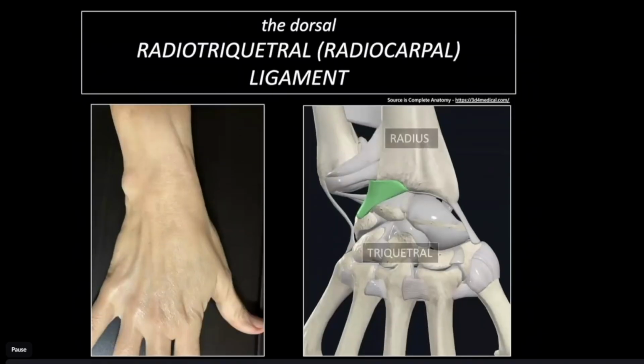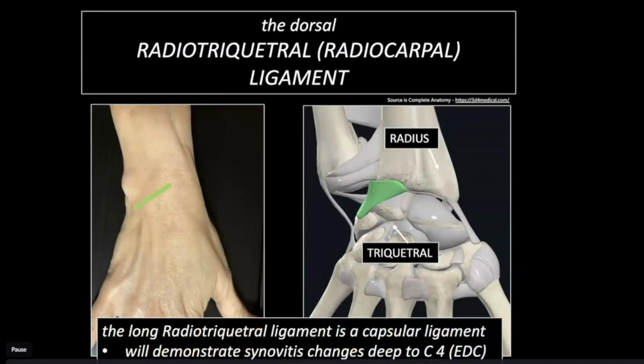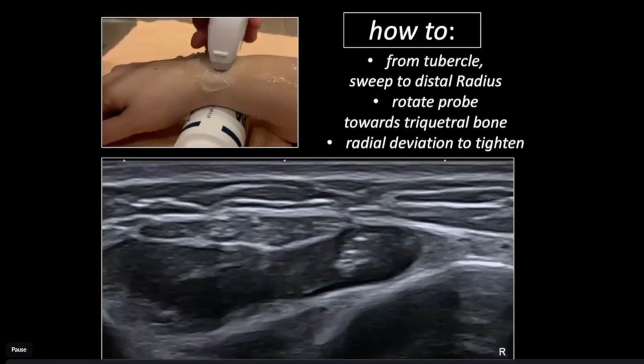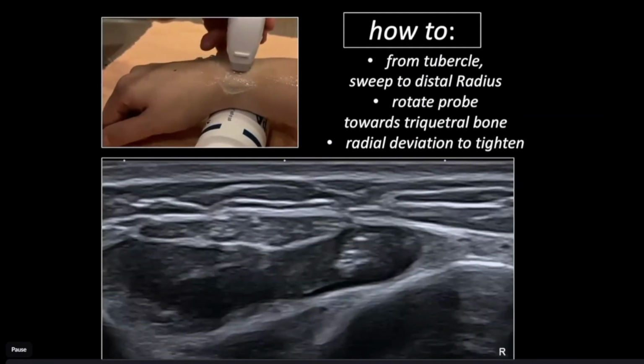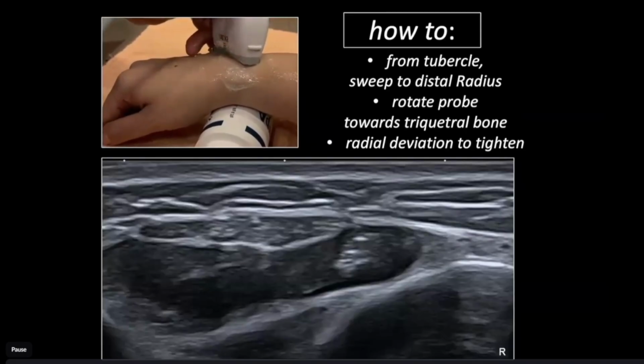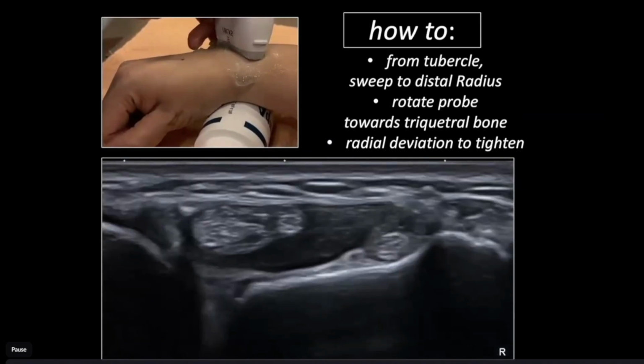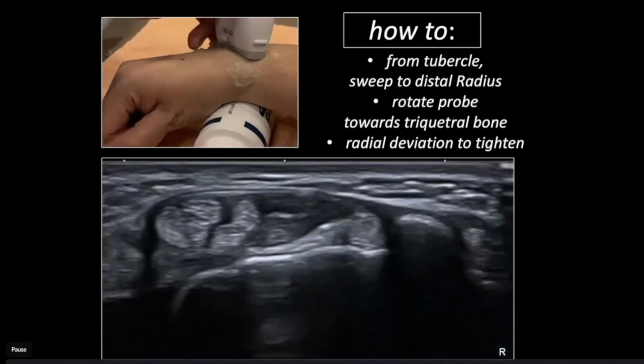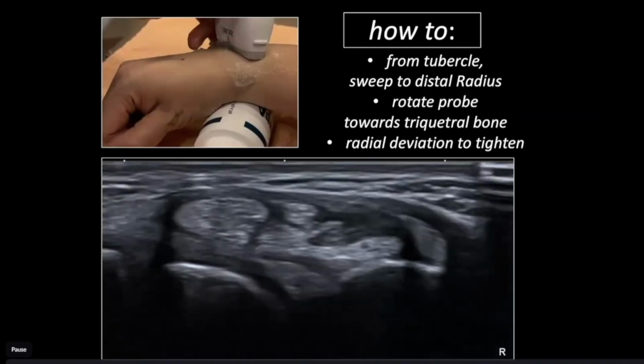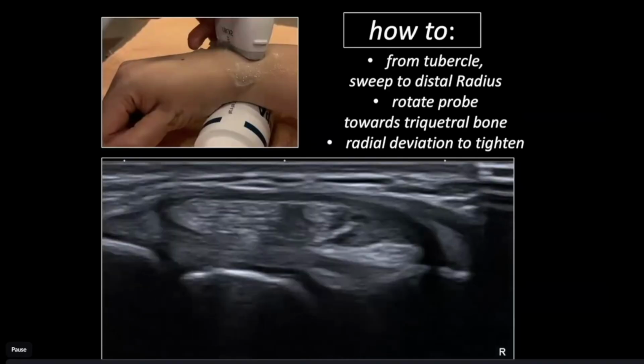To find that dorsal radial triquetral ligament, that's the angle that you should have of your probe. It's a capsular ligament, and usually you'll see changes like synovitis changes deep to compartment 4. How to find it? From the tubercle, you're going to sweep all the way to the distal radius and then rotate that probe towards the triquetral. Use radial deviation to tighten it. You can see it's right here.